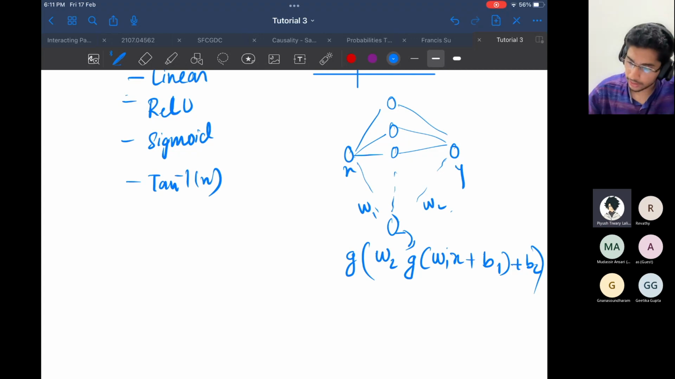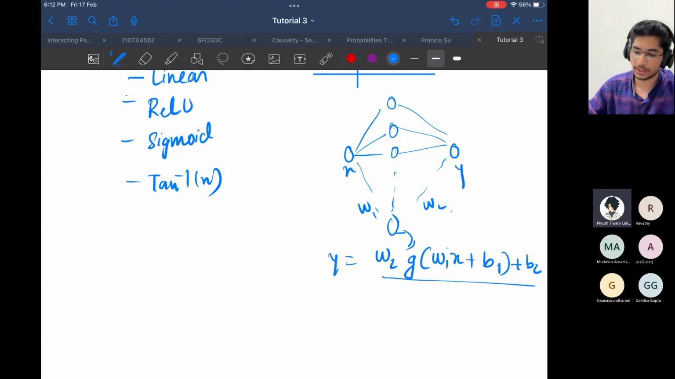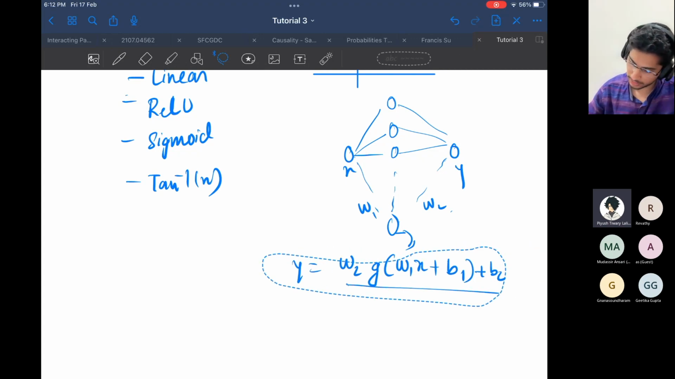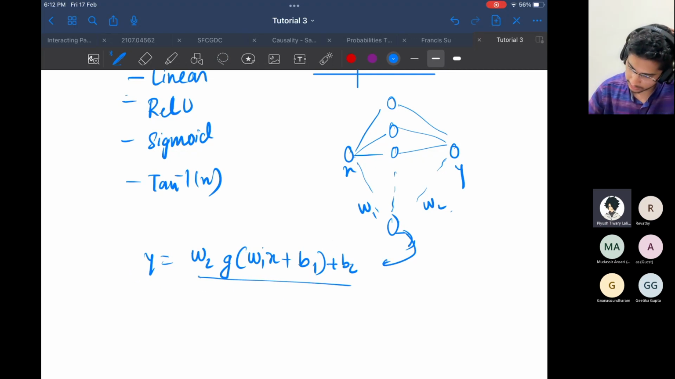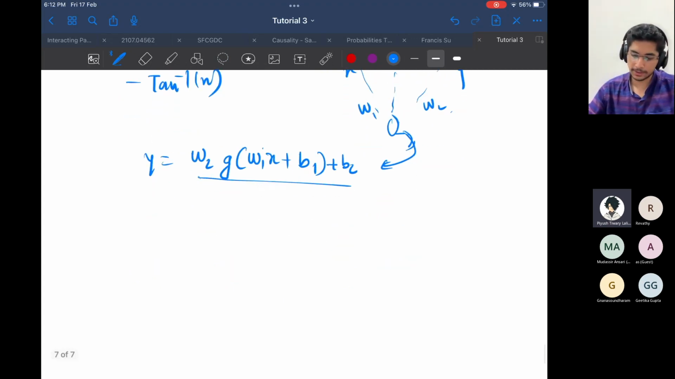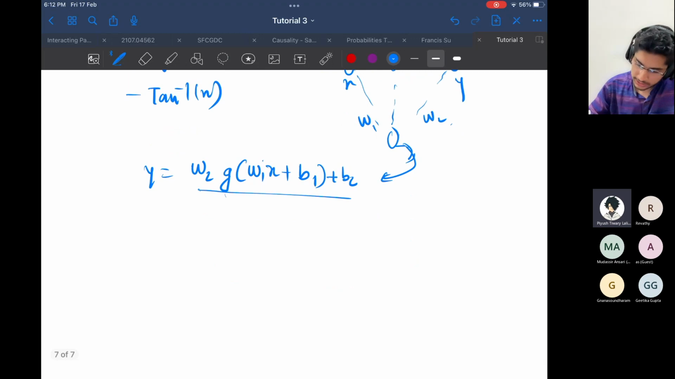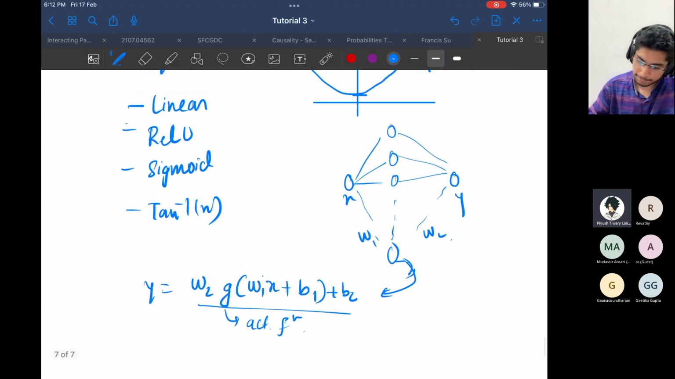It is given that there is no activation function at the output. So this is what it will be, and this is what you are trying to approximate it with. If anyone has a problem here, you can just ask me right away, because this is very basic. G is your activation function.